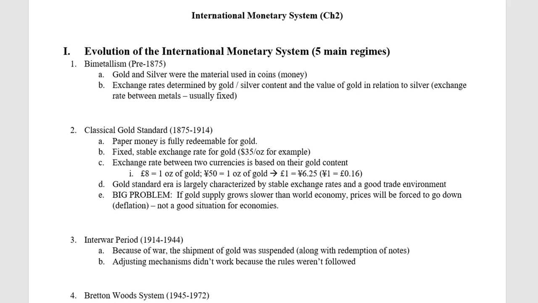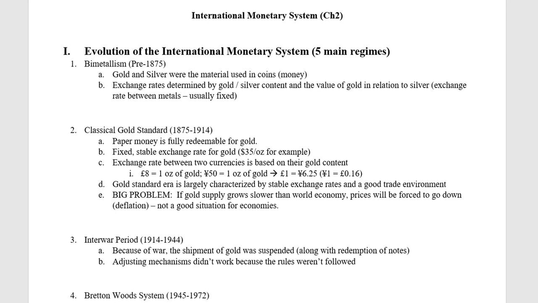The exchange rate between two currencies is based on their gold content. So again, very much like what we just talked about with bimetallism. Now we're just simply talking about gold. So for instance, if 8 pounds was equal to 1 ounce of gold, and 50 yen were equal to 1 ounce of gold, then we just look at the relative exchange rate for those currencies based on how much it took to buy an ounce of gold, and we would say 1 pound is equal to 6¼ yen, because that's how much it takes to get the same content of gold. Those two would be equivalent.